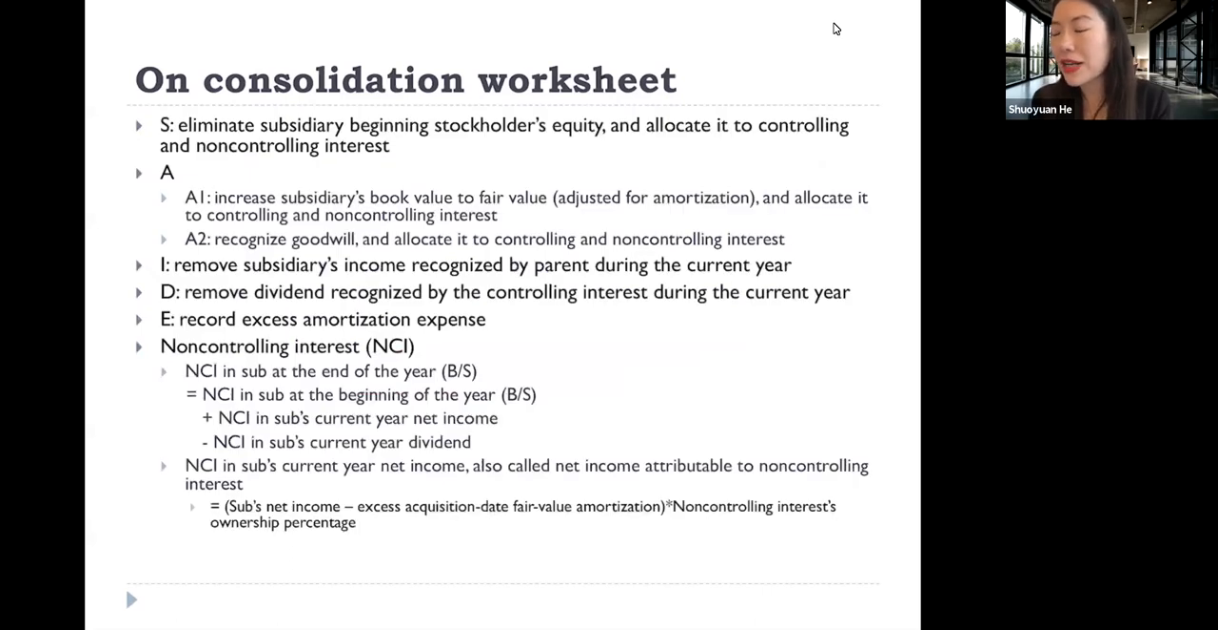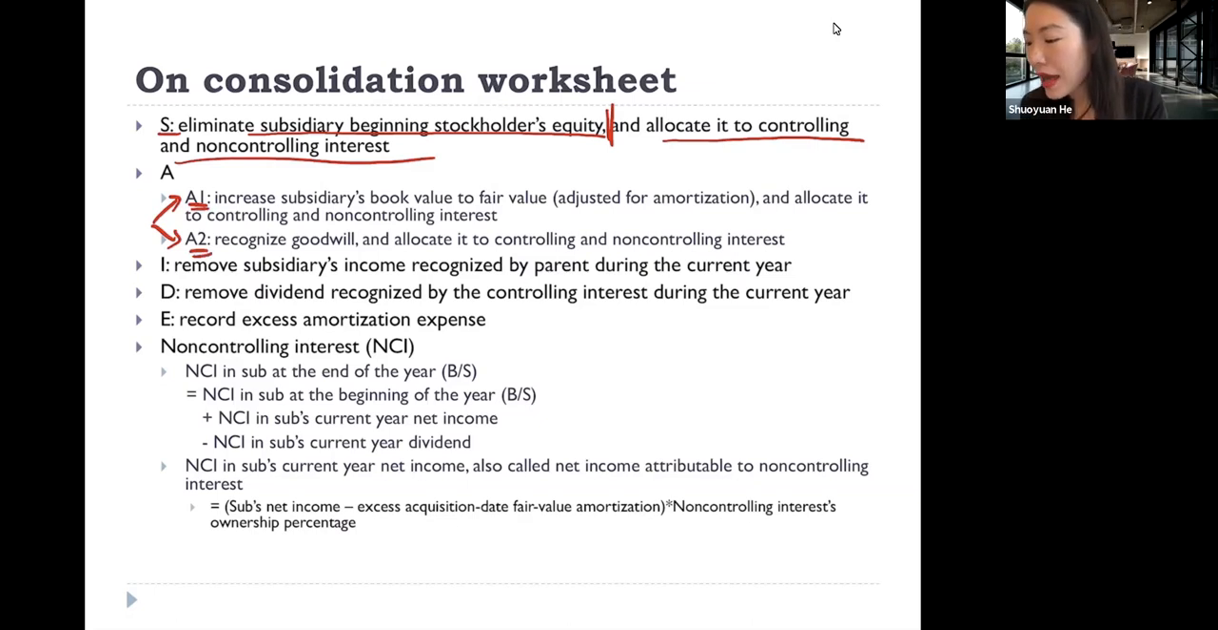So let's specifically look at the consolidation entries. Entry S's purpose is to eliminate the subsidiary's beginning stockholders' equity accounts. But here is something new: we also need to allocate it between the controlling and non-controlling interest. Consolidation entry A, we now separate into consolidation entry A1 and A2. A1 is to increase the subsidiary's book value to fair value, adjusted for amortization and allocated to controlling and non-controlling interest. So this part is new as well.